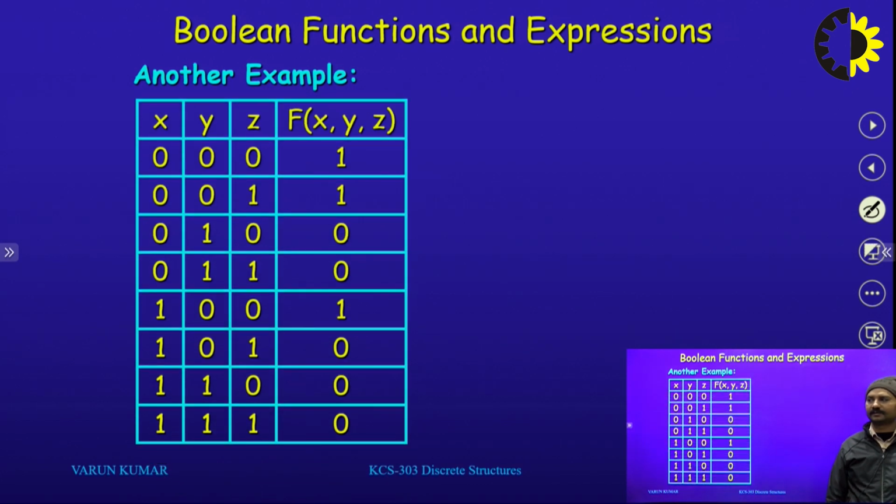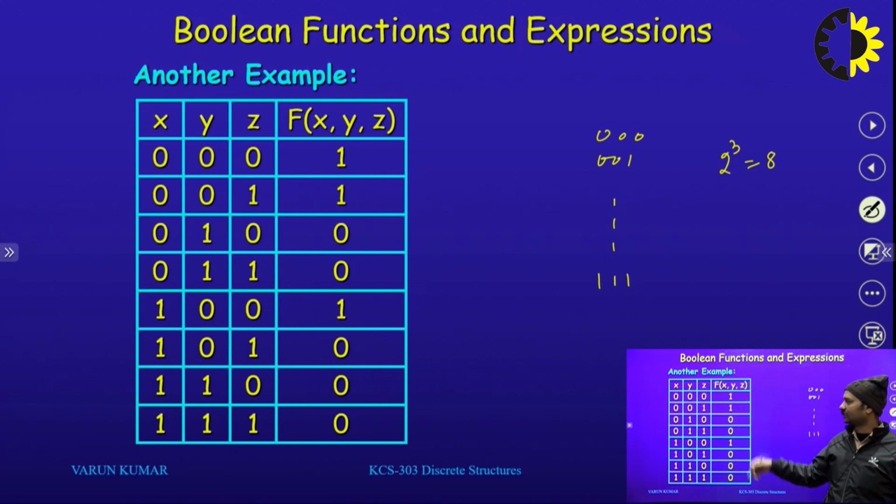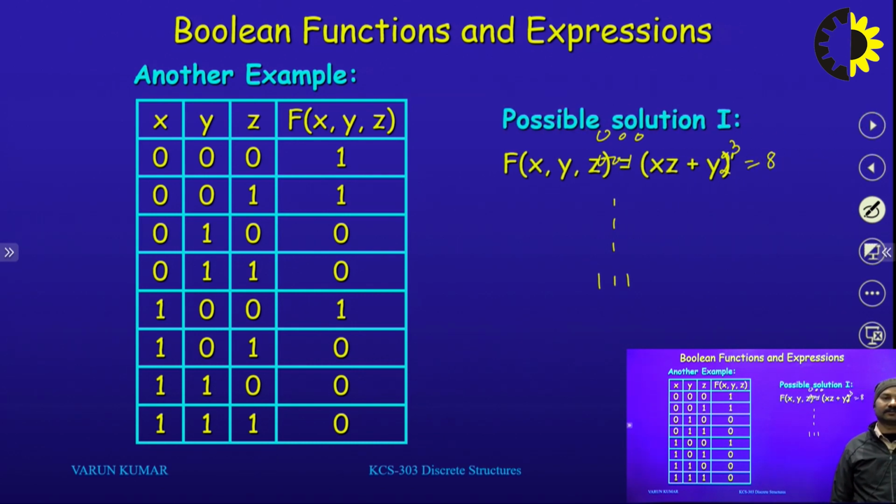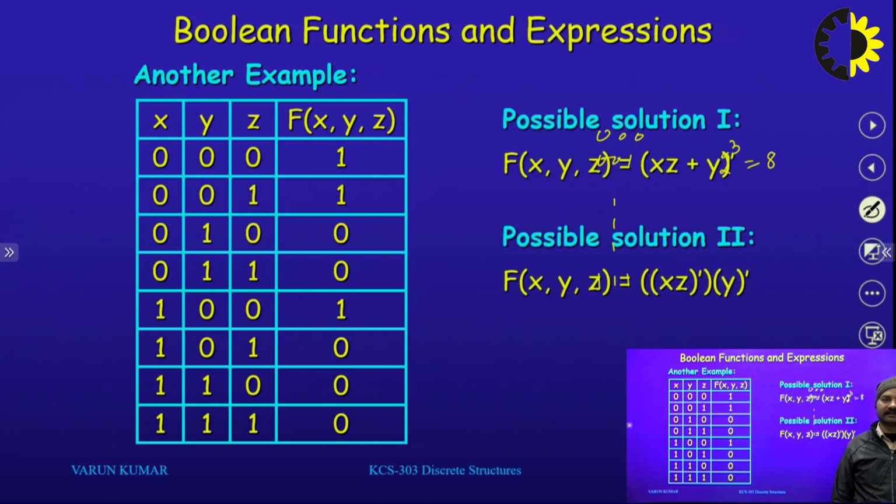Another example: this is a function which depends upon x, y and z, and all possible values come from 000, 001 up to 111. The total combination is 2 to the power 3, that becomes 8. For all possible inputs, we check the value of the function. Some function values contain 1, some contain 0. So we can calculate the possible solution. So there may be multiple solutions for the same function.